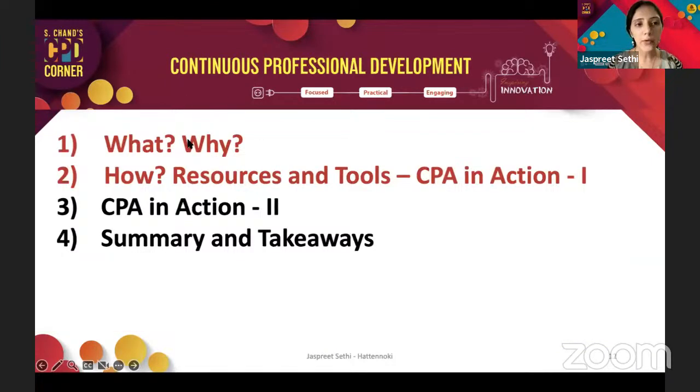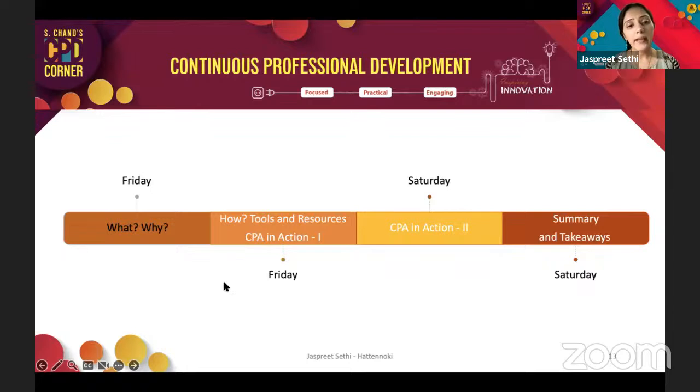So what and why do we use concrete pictorial, and how does it translate to abstract? And how do we use it, and what are some resources and tools? You're going to see some CPA in action today. Tomorrow, we're going to look at some more CPA in action, and we will have a quick summary and some takeaways, hopefully from all of you, contributing to letting me know if this has been of any help to you. So what, why? Let's dive right in.